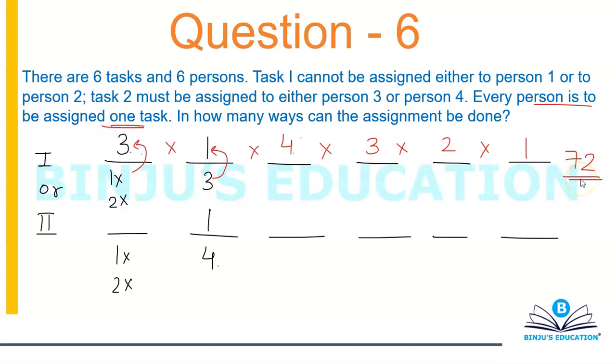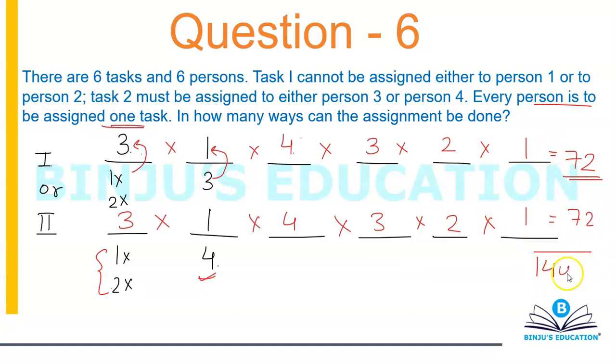And I'll have the same thing for case number 2 also. So in this case 4 is already occupied, and 1 and 2 cannot do this work. That means again 3, 5 and 6 will do this one. Then you will be left with 4 possibilities, 3, 2 and 1 possibility. The same reasoning as in case 1. So you're going to have a total of 72 cases here also. And in total you will be having 144 possible cases.